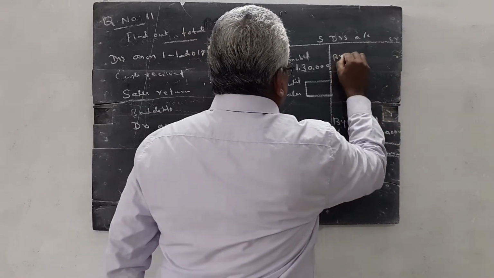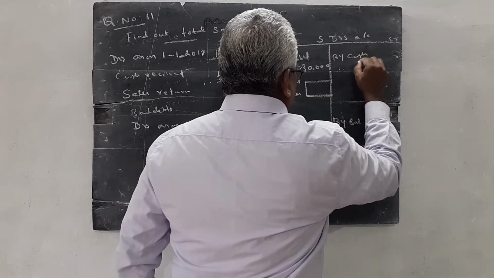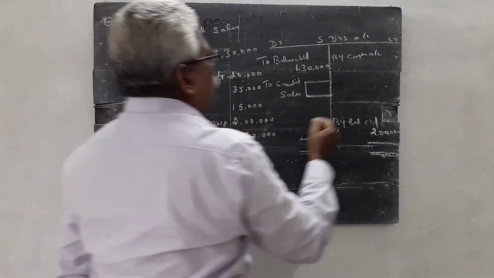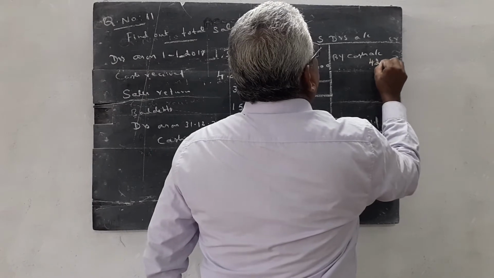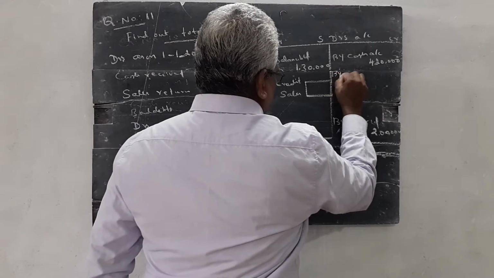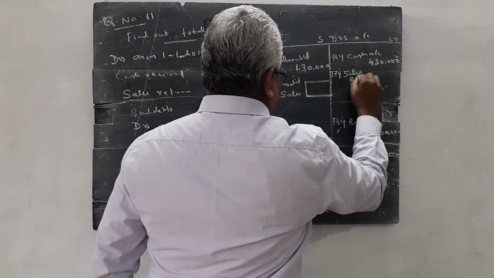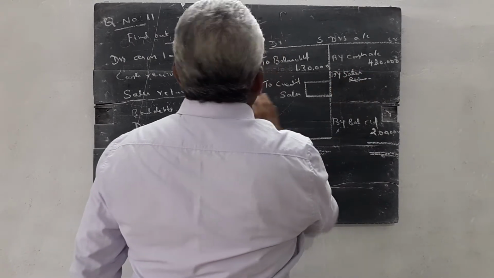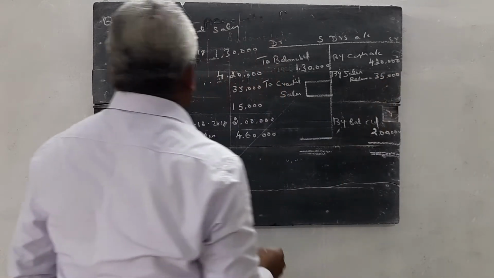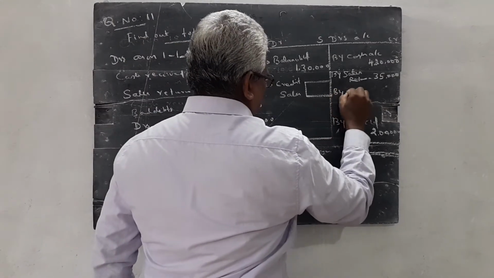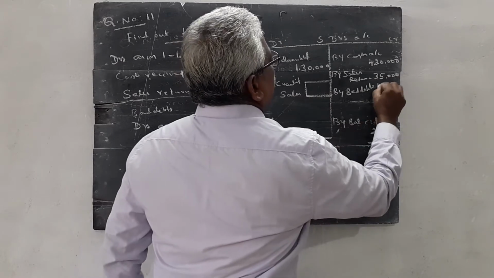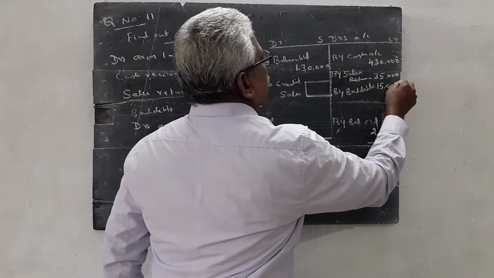First we write by cash received, cash account. We simply write cash account, meaning cash received from sundry debtors, 4,20,000. Then sales return, by sales return, the amount is 35,000. Then bad debts, by bad debts 15,000. Bad debts also come to the credit side.